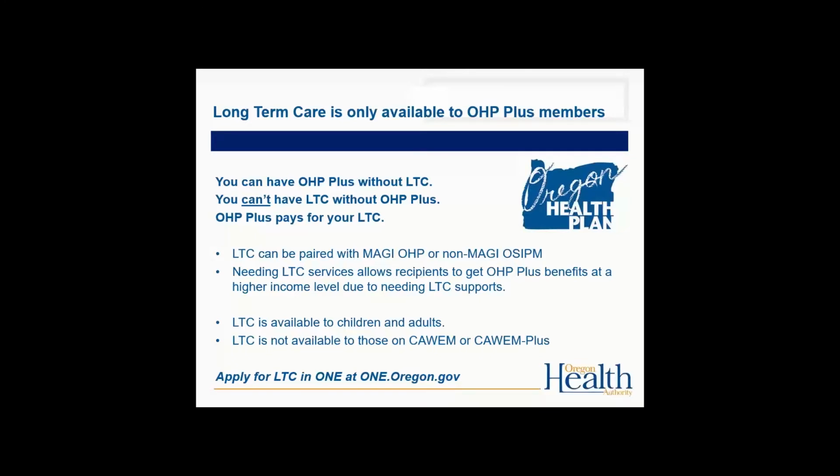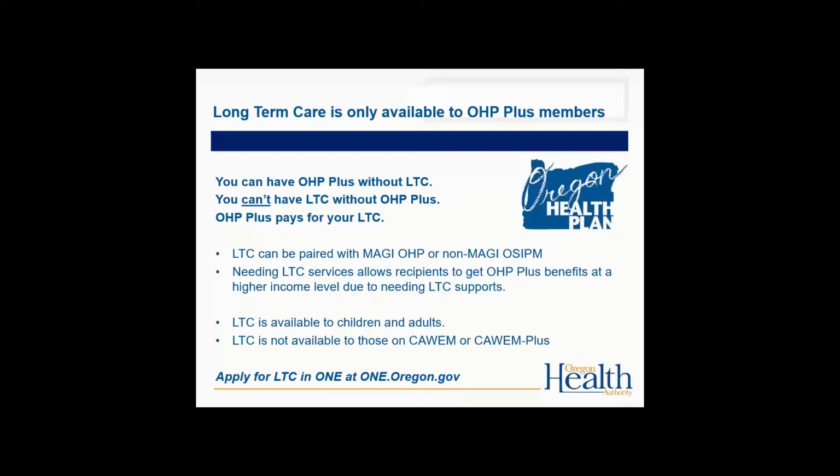Now, the interesting part, this is where the teaser comes in, and we'll talk more about it. When somebody needs long-term care services, because they have that level of need for activities of daily living, they are actually allowed to get OHP Plus benefits at a higher income level. So even people who might not have gotten OHP Plus normally, if they need long-term care, we bump up the income level at which they are eligible for both OHP Plus and long-term care together. You'll see what that looks like in a bit, but it's a much higher income limit, and that allows more people to get the services they need.